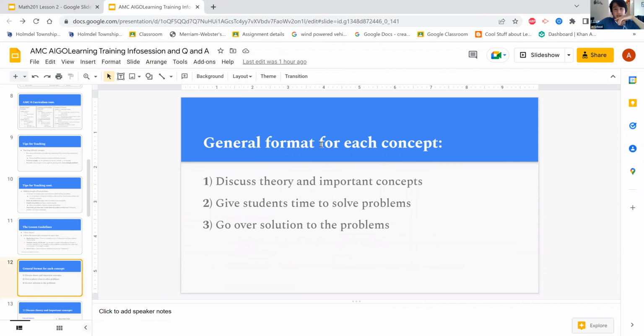So the general format for each concept. The class is broken up into different concepts. So we'll discuss several different concepts through the class, all related to the topic.